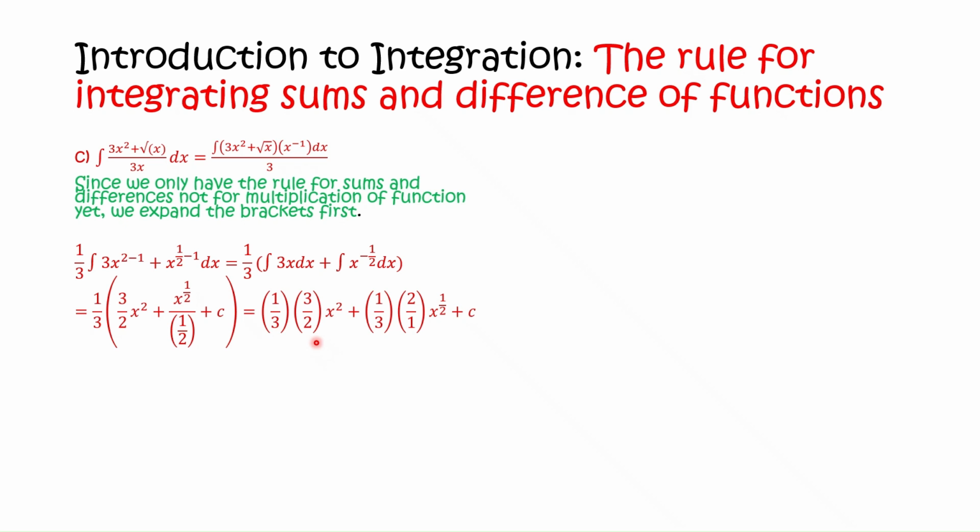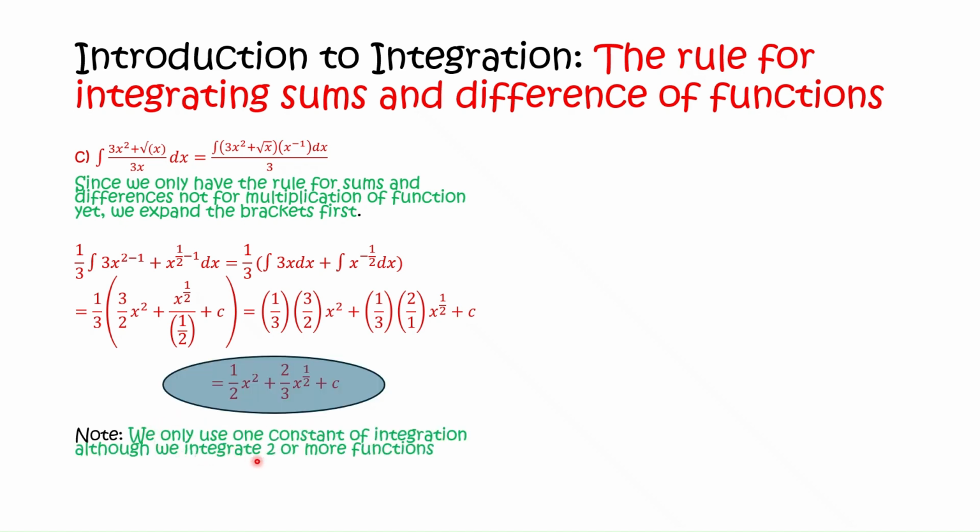And that would give us 1 over 3 times 3 over 2 x squared plus 1 over 3 times 2 over 1 times x to the power half plus c. Now simplifying that, we have 1 half x squared plus 2 over 3 x to the power half plus c. Now, we still have the same constant of integration.